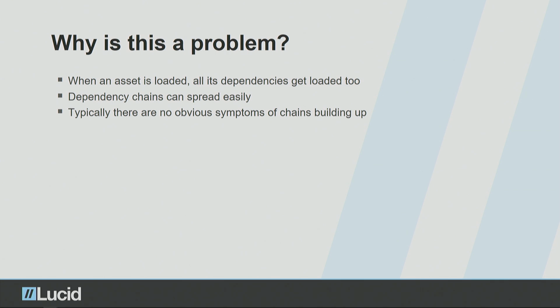Now, the reason why this is a problem is because, absolutely at the core of Unreal, whenever you load an asset, it has to load all its dependencies as well. And these dependency chains can spread very easily, and you can end up with huge amounts of loading going on and not realize it immediately, because it's not particularly obvious that it's happening until it gets to a point where it actually becomes really unmanageable and really difficult. I've had to deal with a lot of these problems during the course of my career working in Unreal. I'd probably say that pretty much every gray hair on my head has been caused by a hard reference in an asset somewhere.